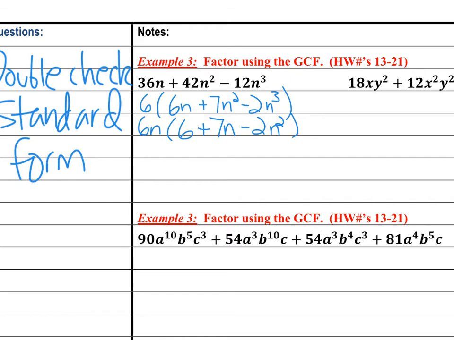So I've factored correctly, and I need to make sure now that it's in standard form. So I would rewrite this with my GCF, my factor out front, and then negative 2n squared plus 7n plus 6. And that would be my answer, fully factored.